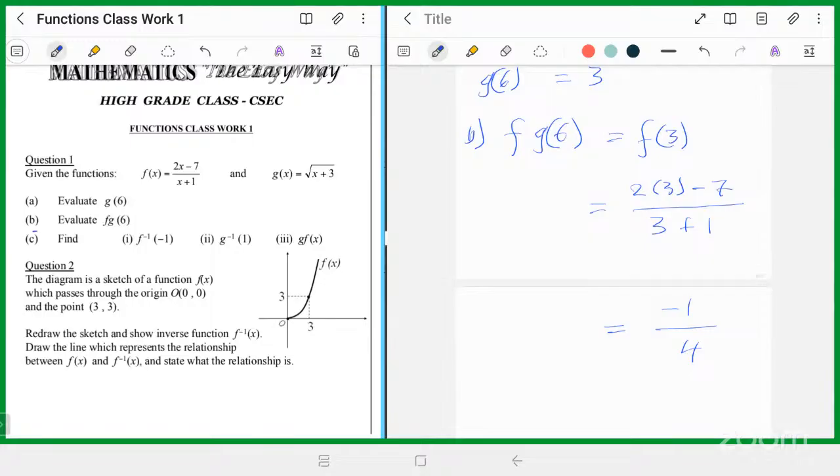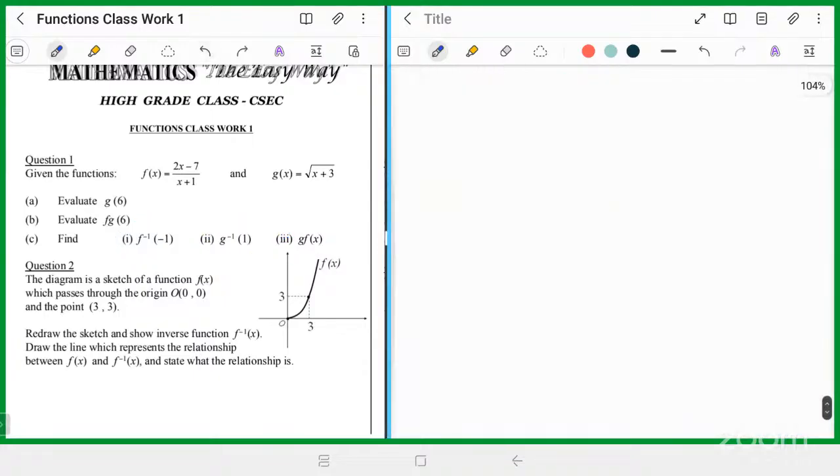Then we'll come to part C, which has 3 parts. Alright? So let's go. So the first part wants f to the minus 1 of negative 1. So what is the approach? Here's how we've been doing in class so far. The approach would be to find f to the minus 1 of x first, and then put the negative 1 in it. Alright? So let's set it up.